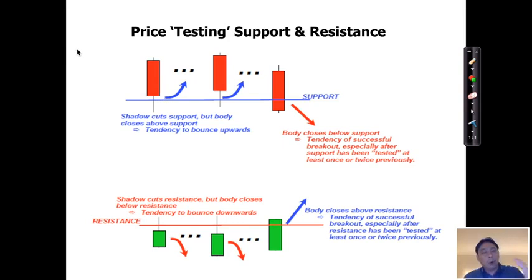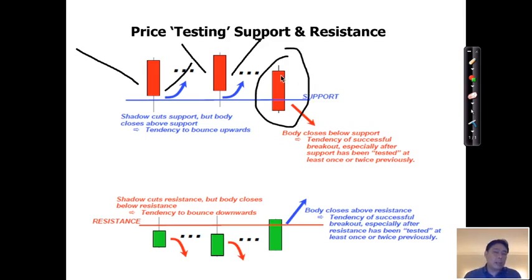So oftentimes when price goes down and you see a test, it tends to bounce back up. So again, here's another test. Now this is not a very good test. Why? Because in this case, the body of the candle closed below the support.